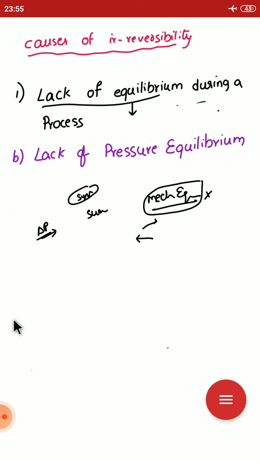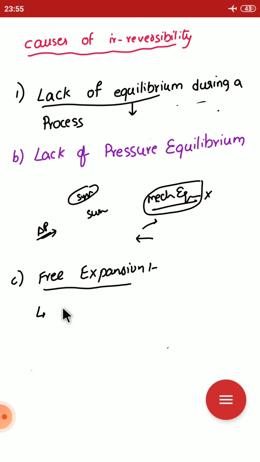And next is free expansion. Due to free expansion, irreversibility also occurs. Free expansion comes under the category of the lack of chemical equilibrium.